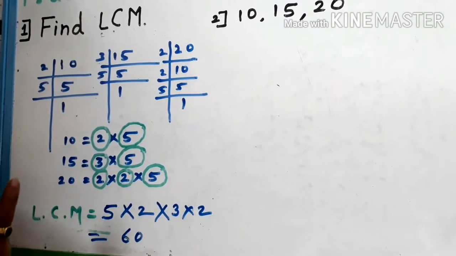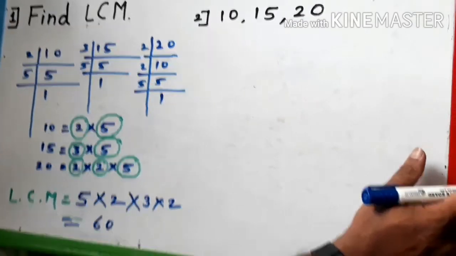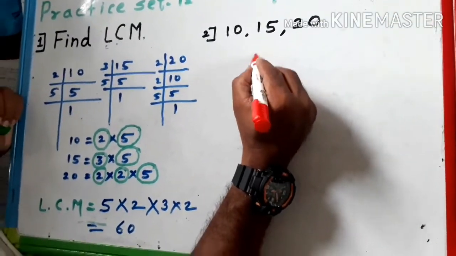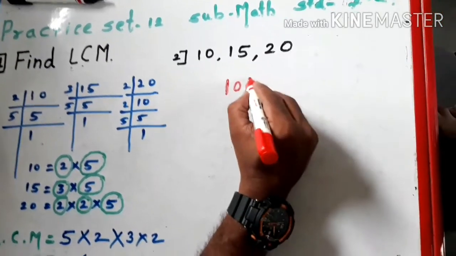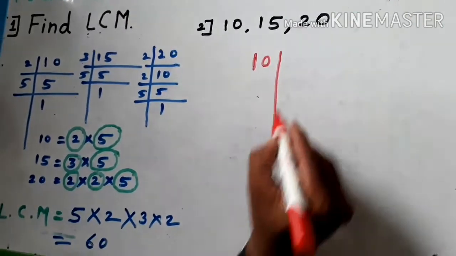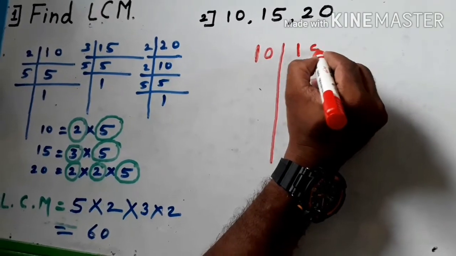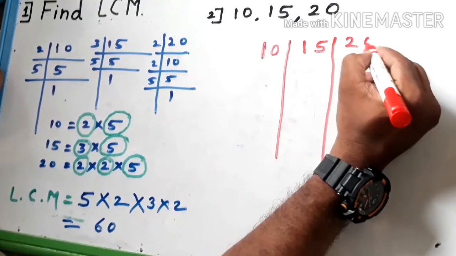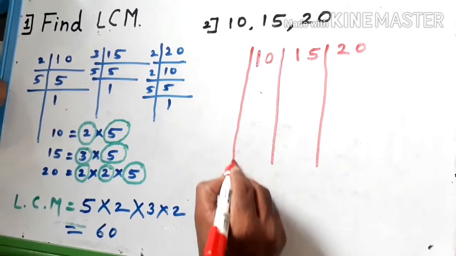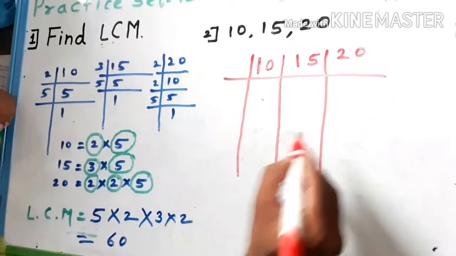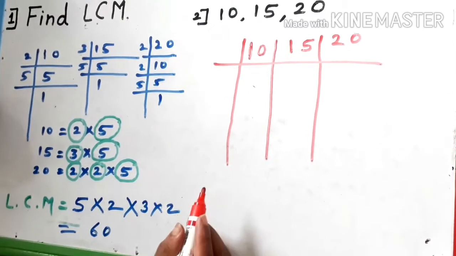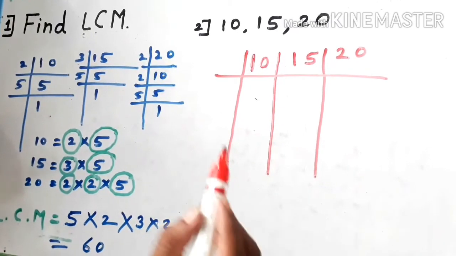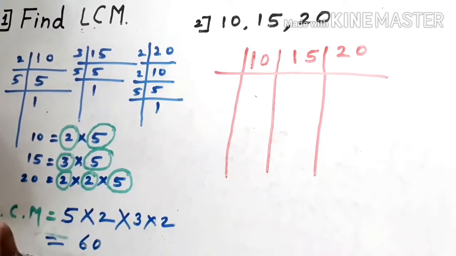Another method to find this is, in the same way, we can find it here. Look at this: 10, 15 and 20. At the same time we get the LCM here. Here is the simplest method, but we need to know the rule of which number is divisible by which table.